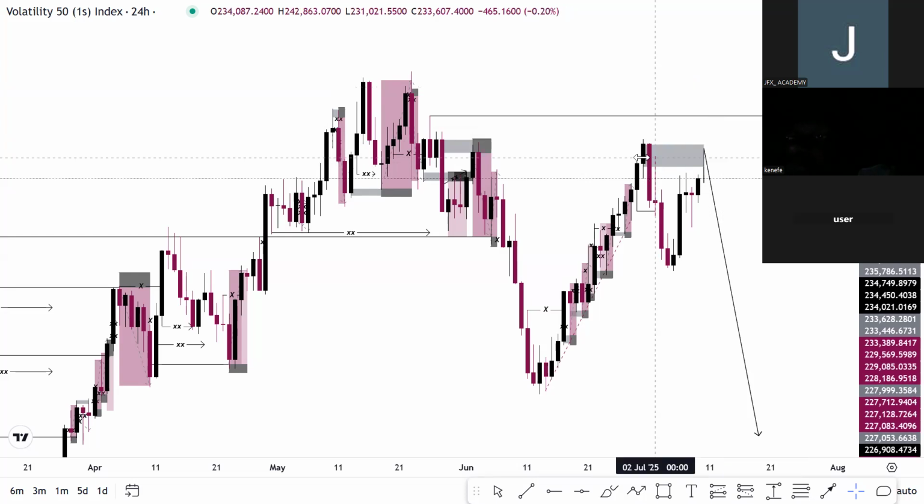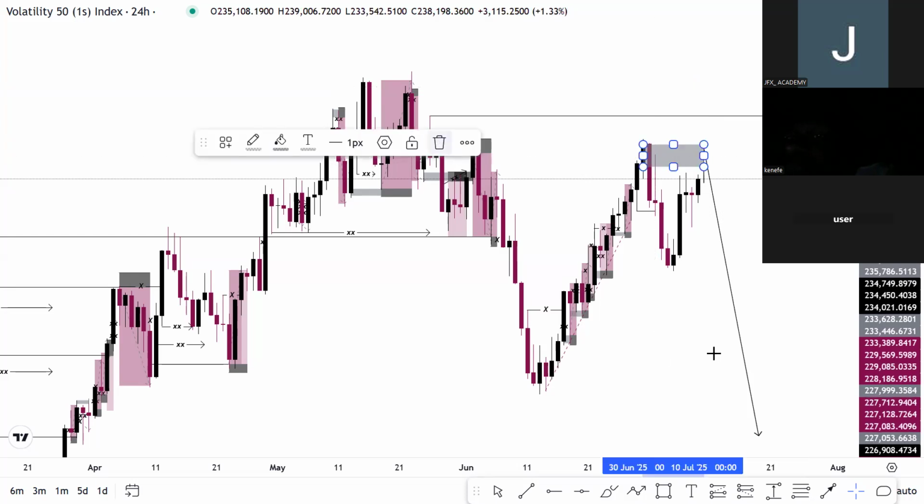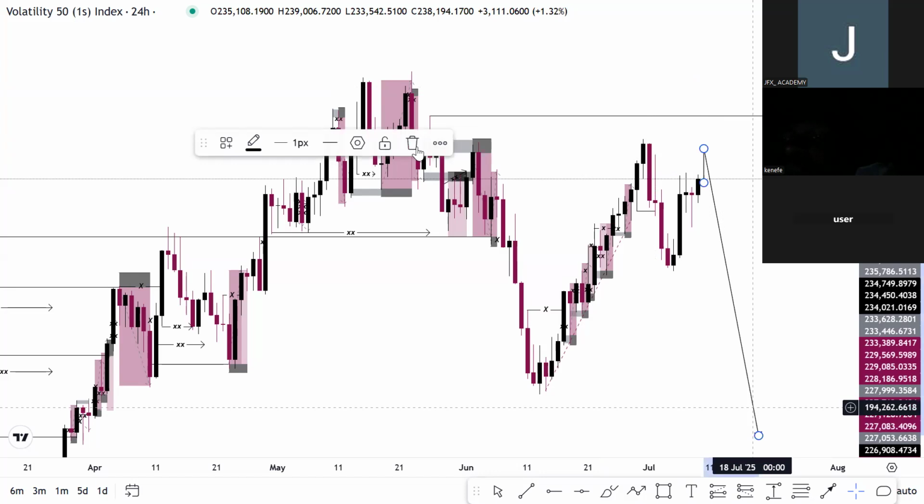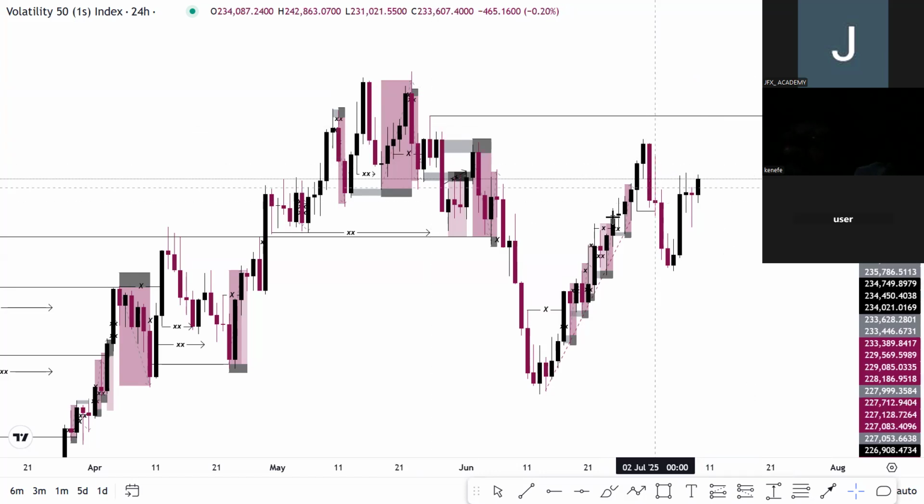Now, why do I leave this particular pair? That's because the trend is not clear enough yet.